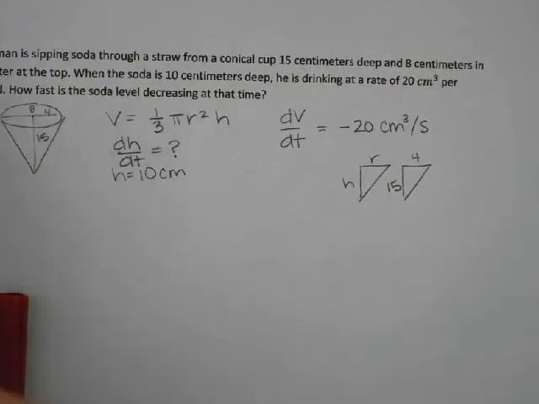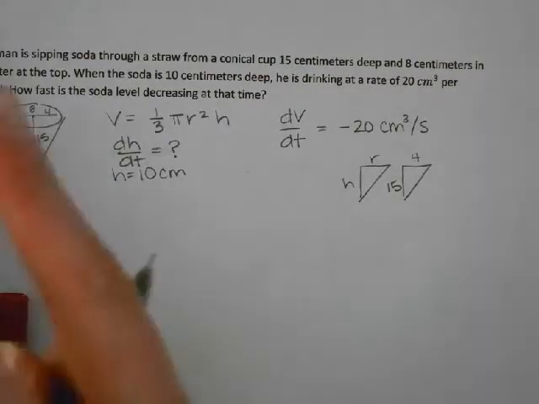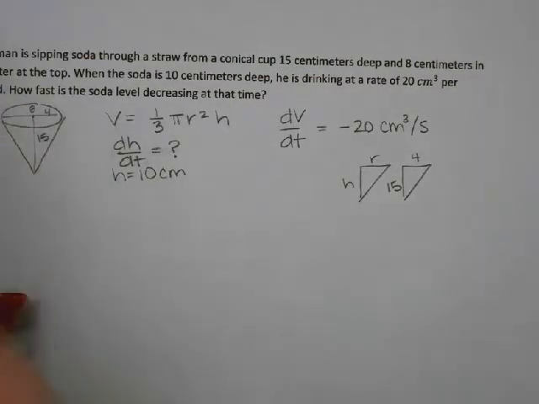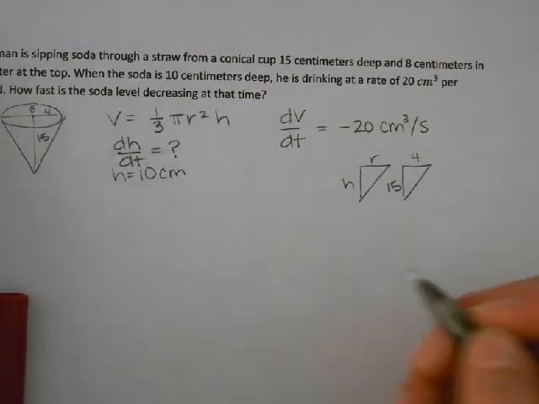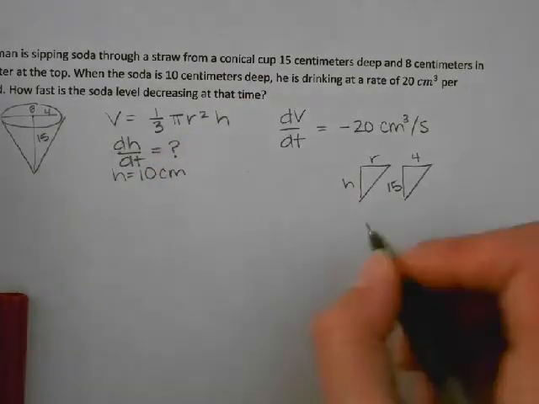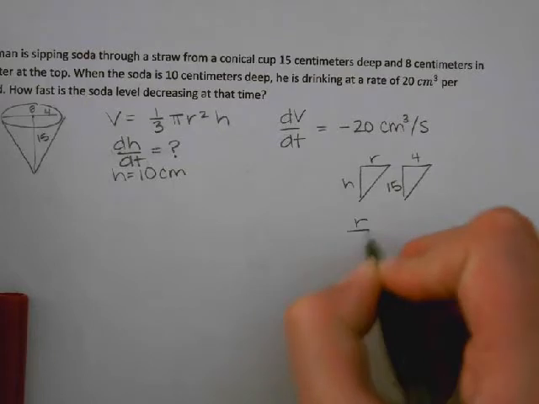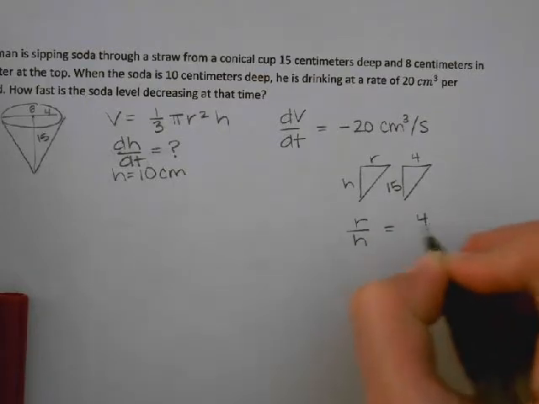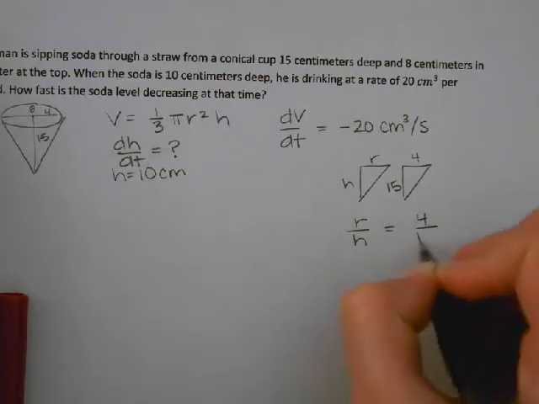Because remember what we said, if we had two variables, we needed two equations to help us narrow down and get something in terms of one variable. That's essentially what we're doing right now. We can't have two variables in this problem because we don't know anything about that R value. So I'm going to say that my proportion is R over H is equal to 4 over 15.